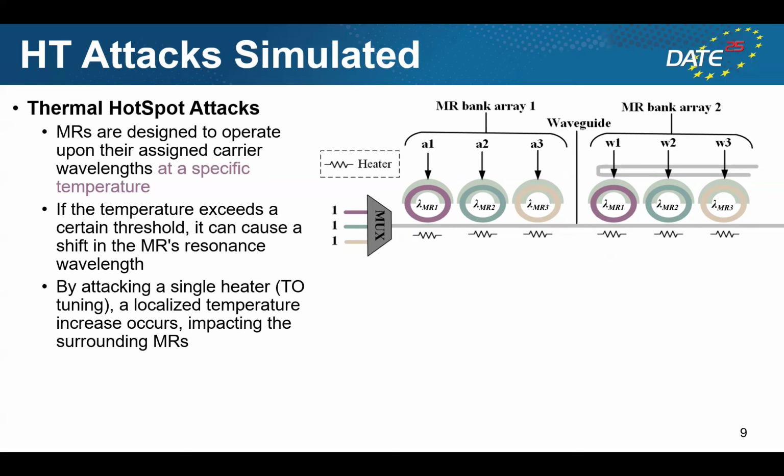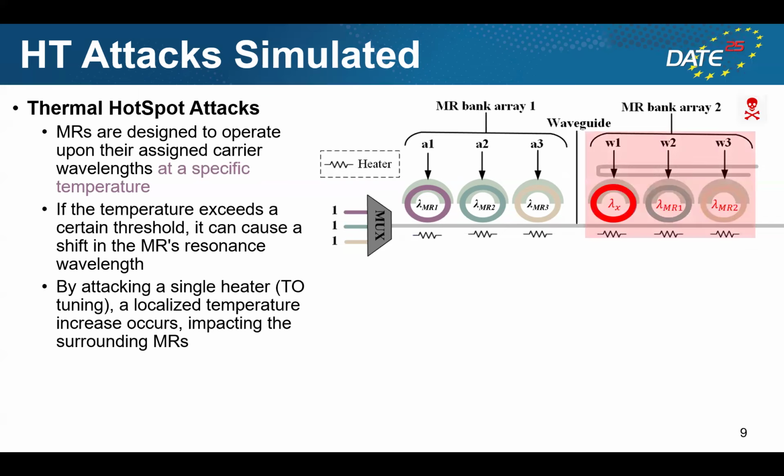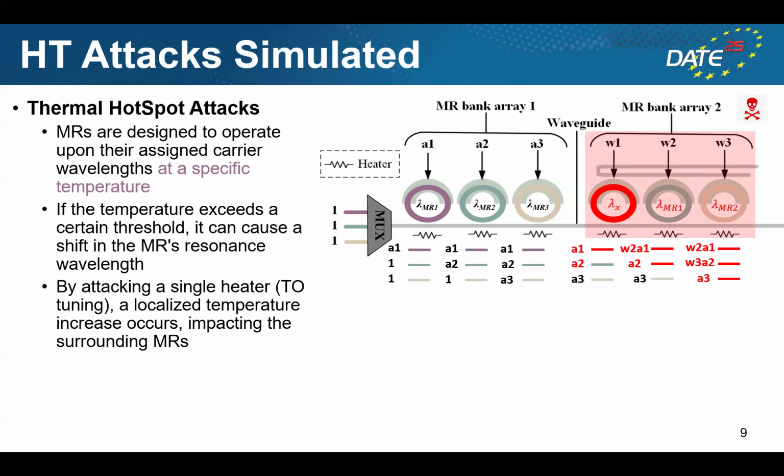So again, to visualize this, if we look at this figure, these are the expected values at each stage. However, in this case, the attacker attacked the heater for the MR shown in red, and this resulted in a localized temperature increase, and some of the surrounding MRs were affected as well. And now the values carried by the three optical signals are all incorrect, and the entire MAC operation is just corrupted.